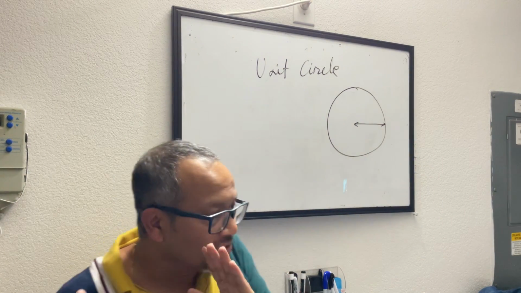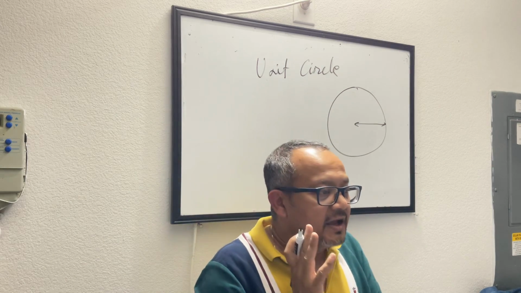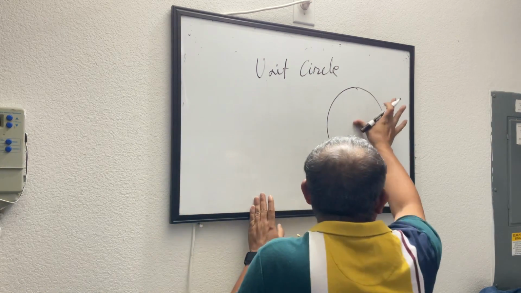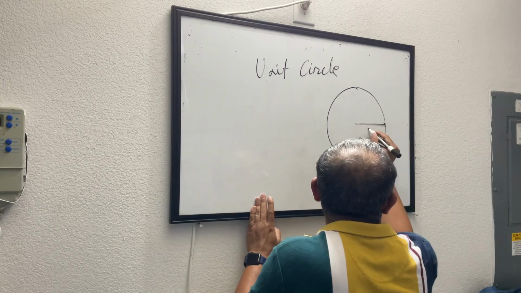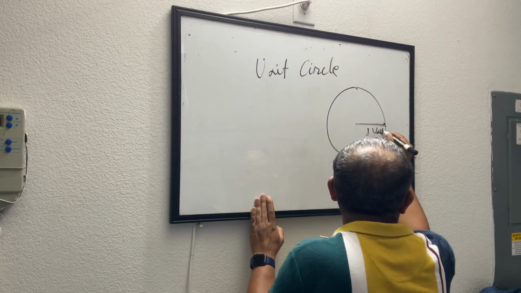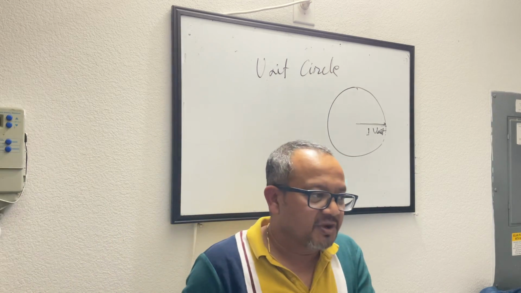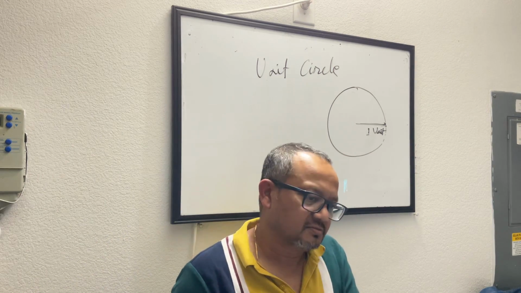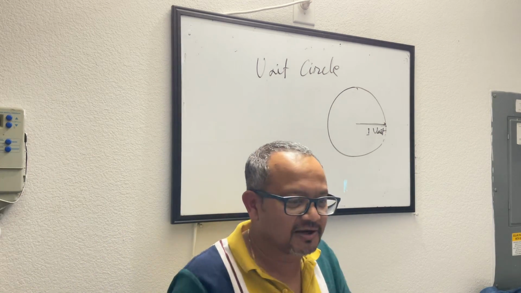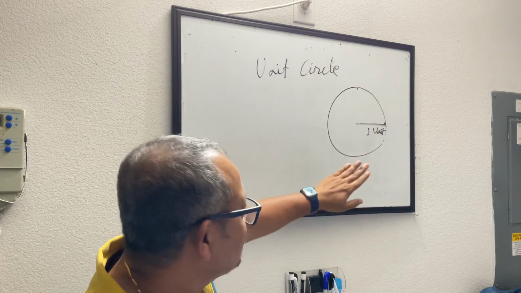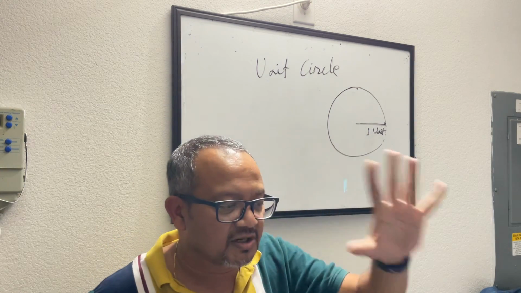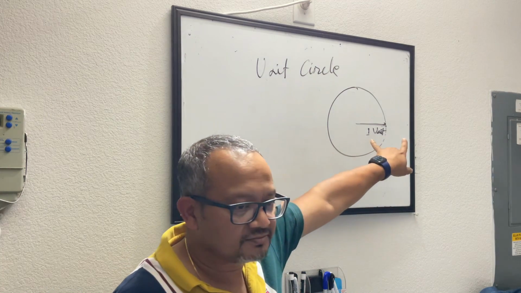Now, when we talk about unit circle, it talks about a circle with radius of 1 unit. Be it 1 centimeter, be it 1 inch, be it 1 meter, be it 1 mile, or be it only this much. 1 millimeter is a little too less. So if I'm talking about a unit circle, I'm talking about a circle with radius as 1.